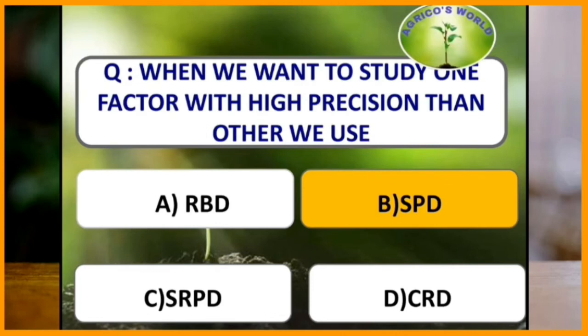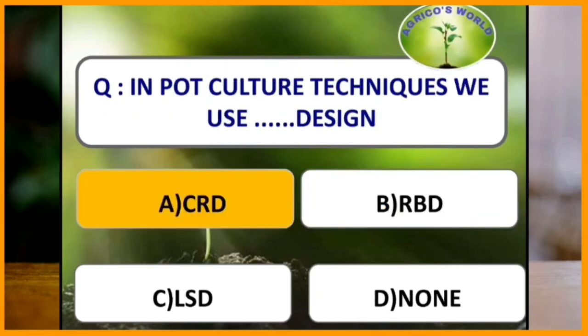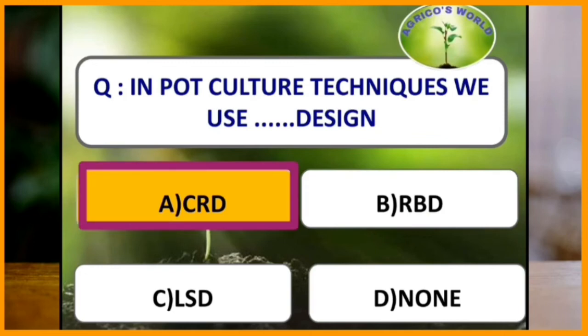When we want to study one factor with high precision than the other, which design are we going to opt for? When we want to study one factor with high precision than the other one, we are going to use the split plot design. In pot cultures, which design are we going to use? In pot cultures, we are going to use the completely randomized design, and this design is used where the experimental material is limited and when it is homogeneous.